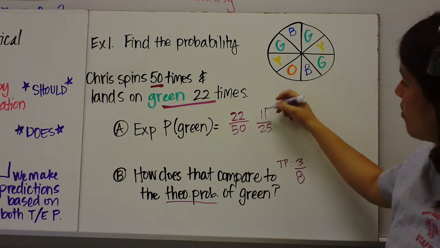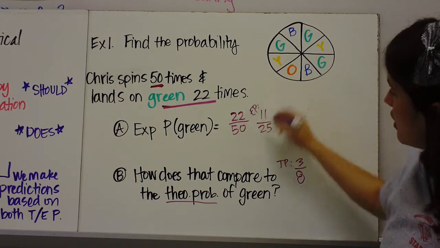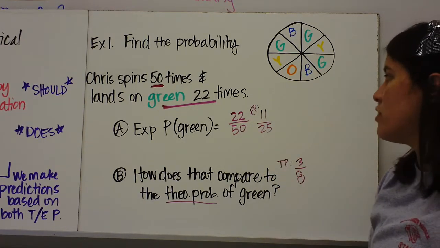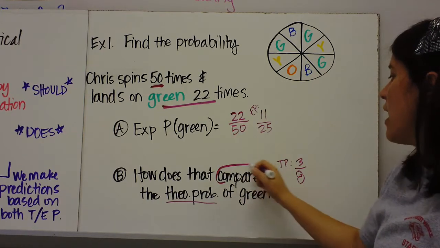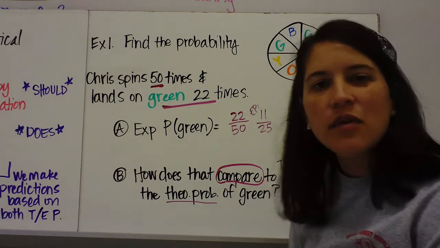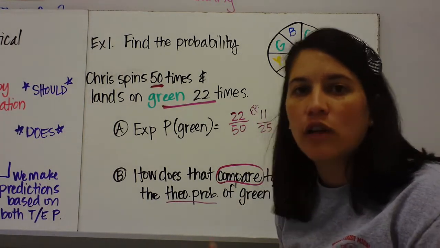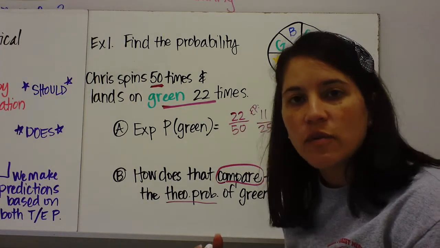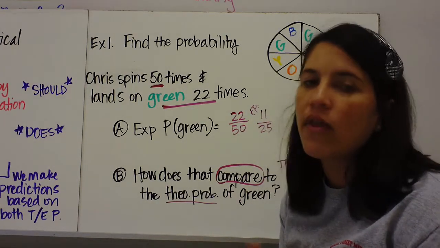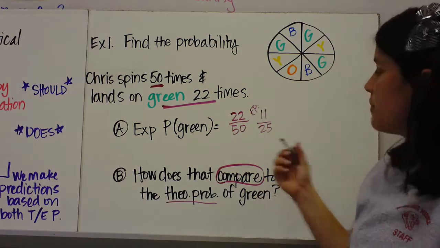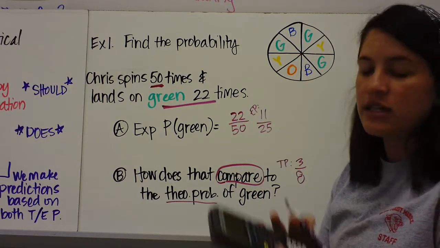The experimental probability is 22 over 50 or 11 over 25. So how do those compare? And whenever you see compare, you're asking about higher or lower or equal. So how do those compare? Which one's higher, which one's lower, or are they about the same? There's a couple of things you could do. You can type them in your calculator.